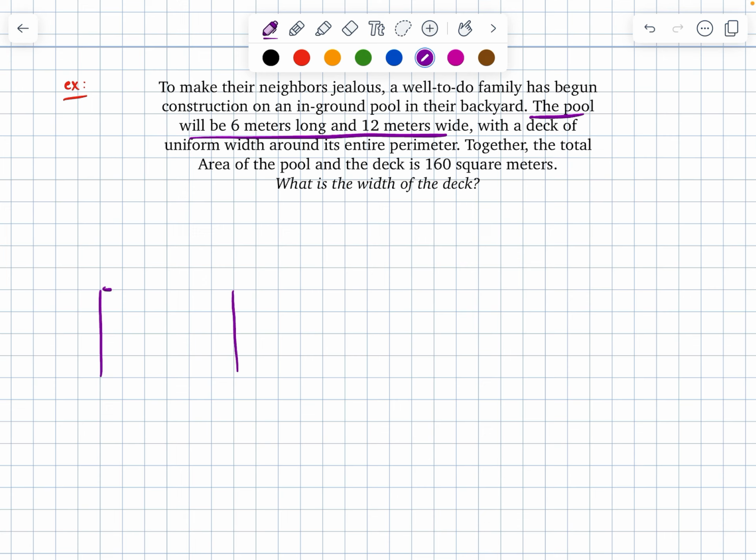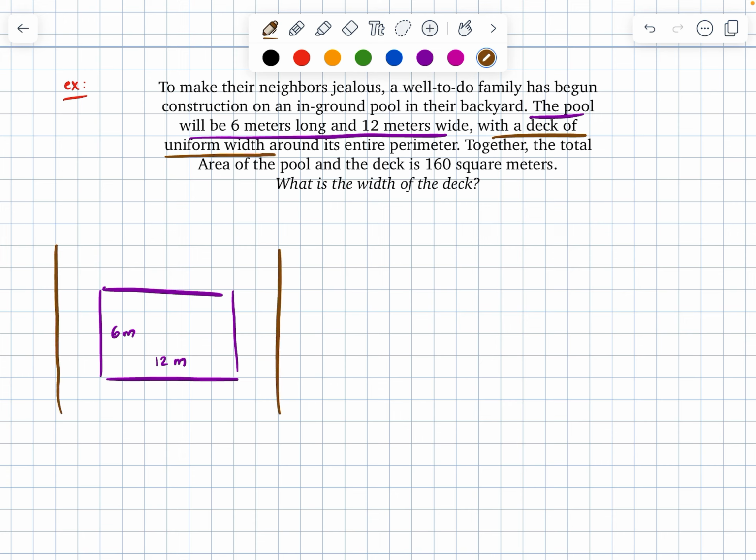So per usual, let me start by drawing myself my diagram. Here's my pool. It's a rectangle. We're going to say it's 6 meters long and 12 meters wide. Nice. I'm told that around my pool is a deck of uniform width.